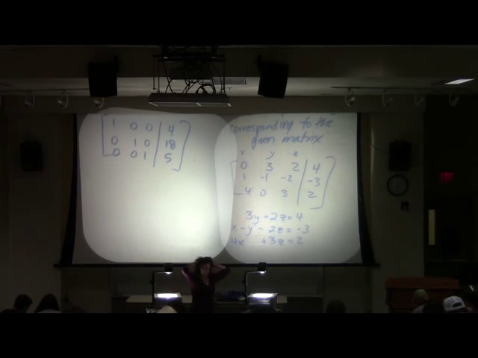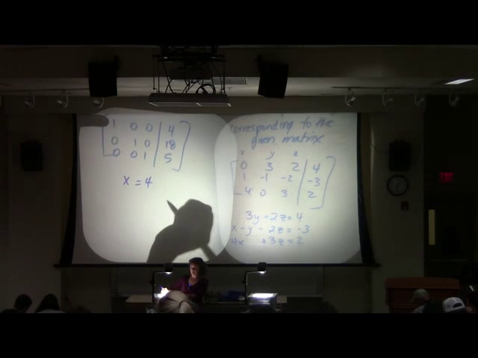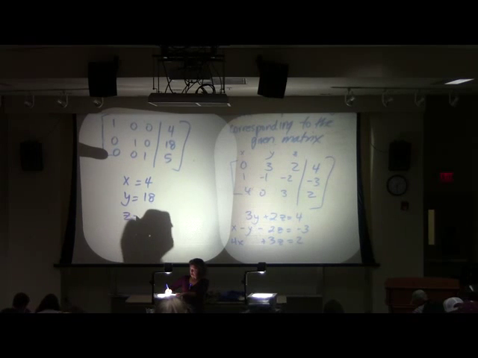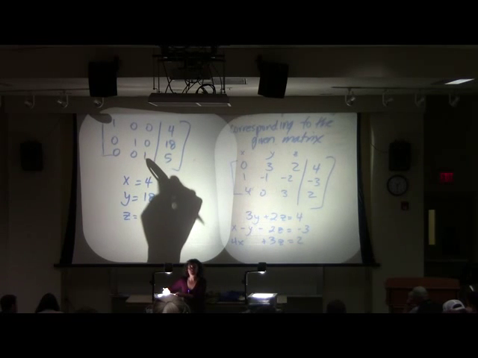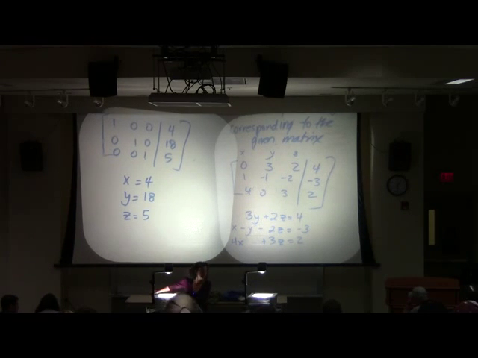Ready? This is a very intentional example. What does my first row become? X equals 4. What does my second row become? Y equals 18. What does my bottom row become? Z equals 5. Oh my goodness! Do you guys see how when our matrix is of the form where we have ones along our diagonal and zeros everywhere else, we can just read off our solutions? Isn't that cool? It is cool.